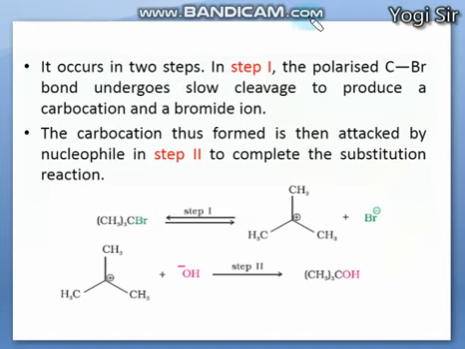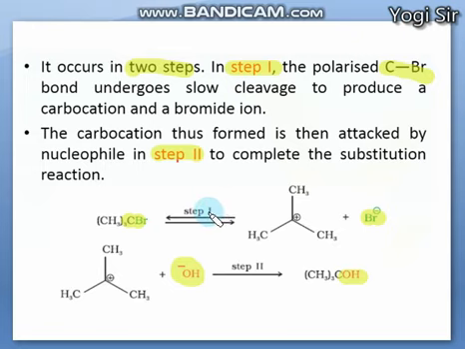You can see here it is mentioned that it occurs in 2 steps. In step 1, the polarized carbon and bromine bond breaks, and slowly the bromine is converted into bromide ion and produces a carbocation. And later on in step 2, this carbocation gets attacked by this hydroxide ion, and this hydroxyl group binds on this carbon atom to produce this tertiary butyl alcohol. So it occurs in 2 steps, step 1 and step 2.